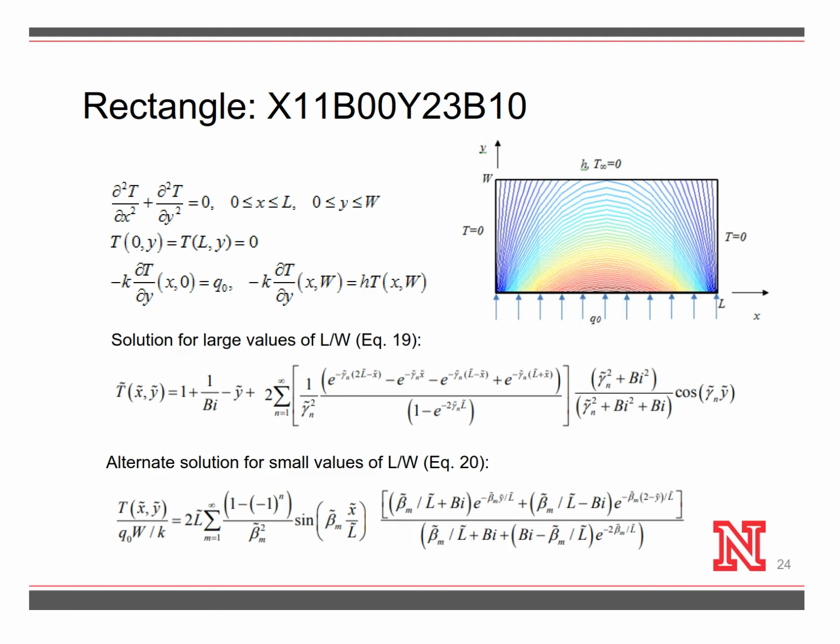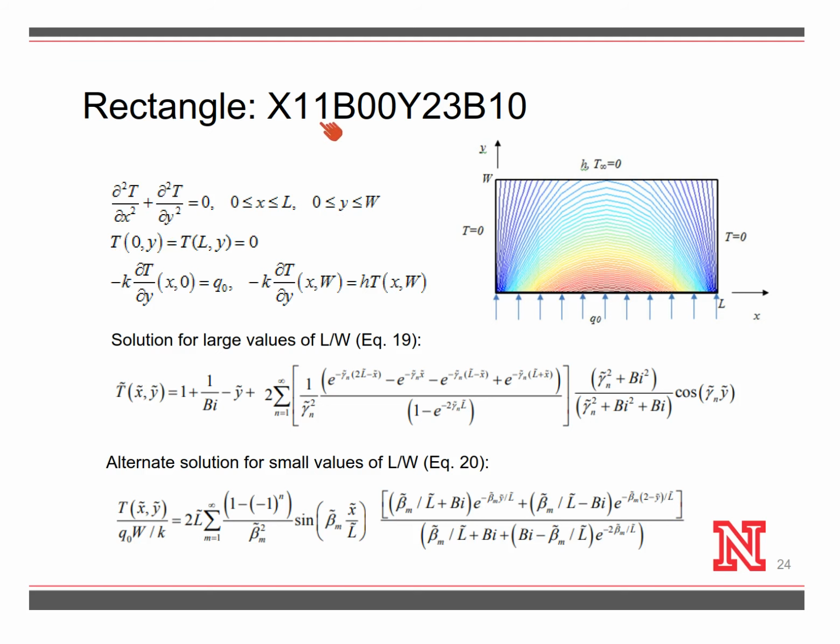All right, here's another example of a solution that's in the exact database. This is a steady example. The number is X11B00, Y23B10. So the fact that there's an x and a y says that this is a two-dimensional problem. And the fact that there's no t designator, it's a steady problem. So here's the heat equation in 2 dimensions, steady. It's Laplace's equation.